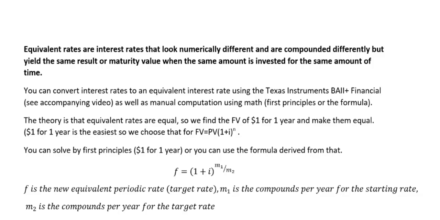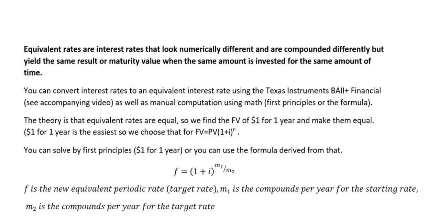The theory is that equivalent rates are equal, so we find the future value of $1 for 1 year and make them equal. $1 for 1 year is the easiest, so we choose that for our formula. You can solve by first principles, i.e. $1 for 1 year, or you can use the formula derived from that, which is F equals (1 plus i) to the exponent M1 divided by M2, minus 1. F is the new equivalent periodic rate, which I will call the target rate.